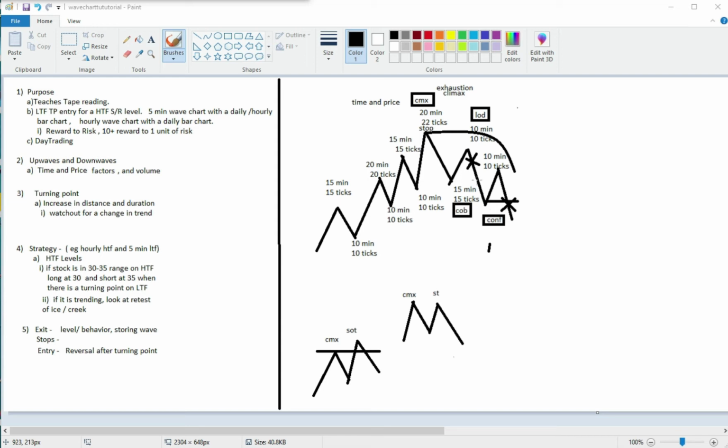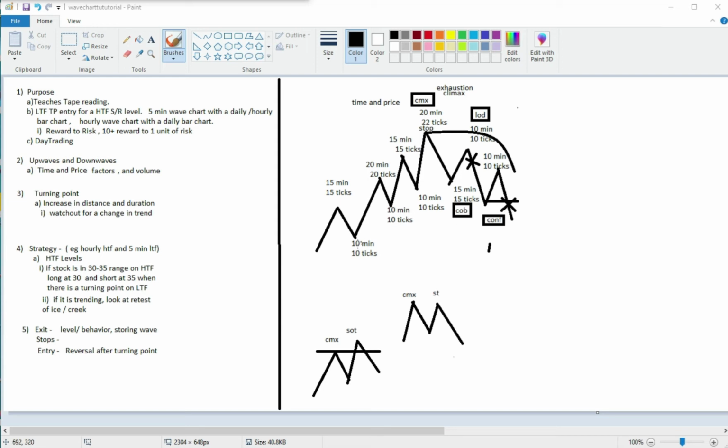All right, now where do you take the entries? You take it where the X is. So after the lack of demand, there's a reversal. That reversal can be taken. If you miss it, then the second pullback, if it is weak, meaning 10 minutes and 10 ticks is not greater than 10 minutes and 10 ticks on the prior up wave, it means that it's still weak. So then when it turns down again, a short can be established.